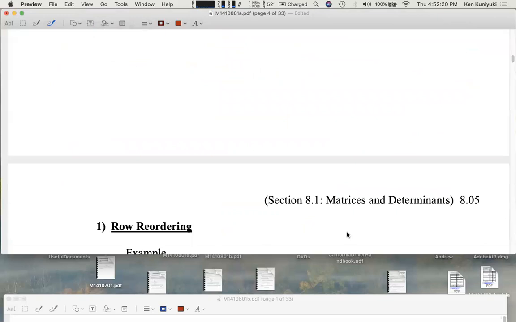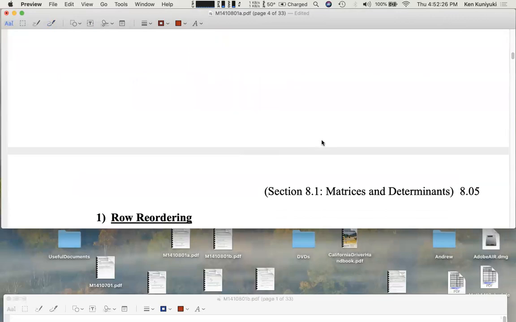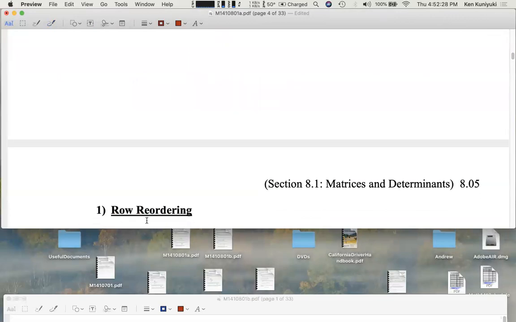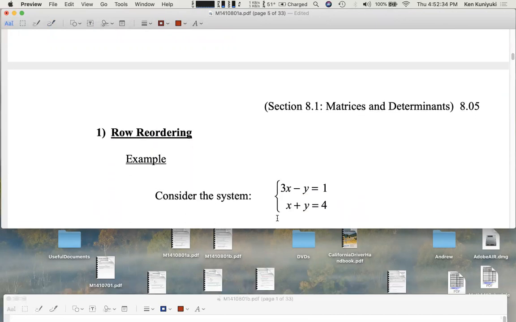So what are the 3 categories of legal EROs? And there are different ways to name them. One legal category of moves is row reordering or row switching. For example, if you have a system with these 2 equations, well, this system has a solution set. Solutions are of the form parentheses x comma y. Will the solution set change if you switch the order of these equations? No, we're looking for simultaneous solutions. It doesn't matter what order these equations are in.